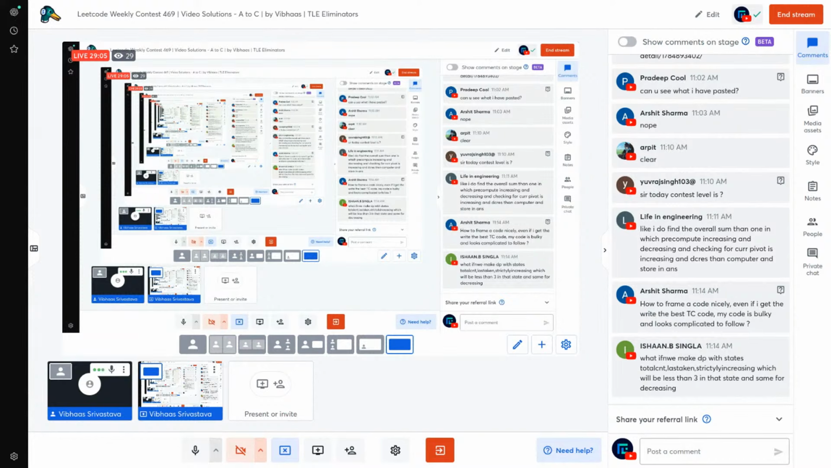How to frame a code nicely, even if you write a good test case in time complexity, your code is bulky. Well, that comes from practice, but also if you sit down before coding and spend 5-10 minutes thinking of how to simplify your code, it does help. Especially if you're starting out, you should spend some time thinking about how to implement in a more efficient way, even if your time complexity is correct. Just on pen and paper, do the pseudocode and simplify it. Then it won't be that bulky.